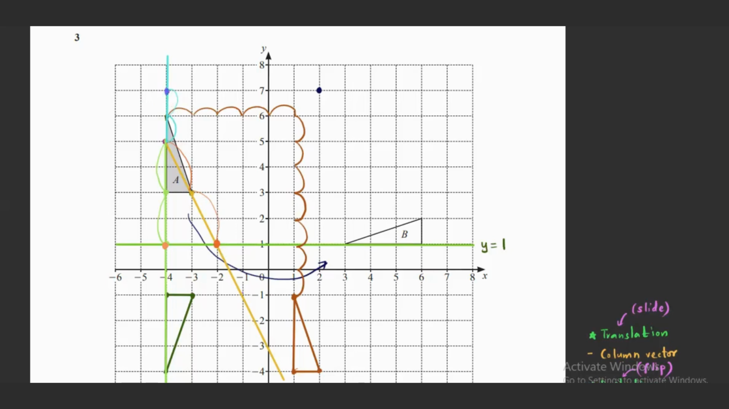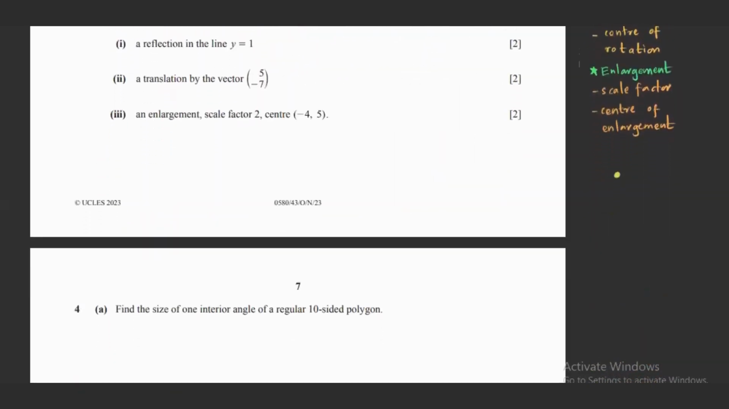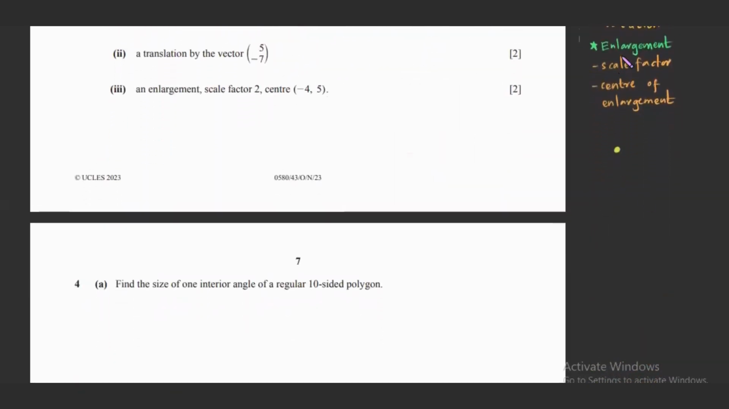Now what I need to do is connect these points to form the image. So this is how the enlarged diagram would look. Let's move on to the next question that we have, which is question 4.